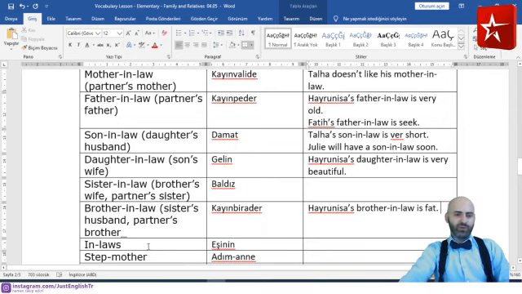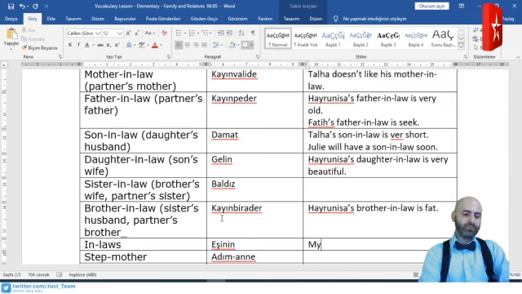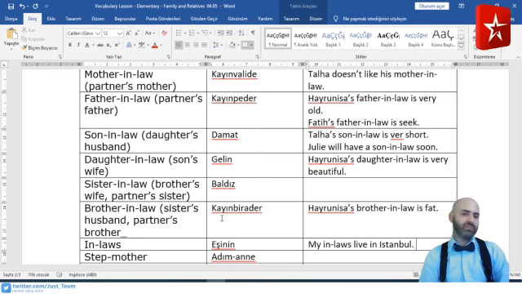Now, when you want to talk about your mother-in-law and father-in-law, both of them, you can say generally in-laws. Okay, so it means mother-in-law and father-in-law together. For example, I will write a sentence about this. My in-laws live in Istanbul. Just an example.